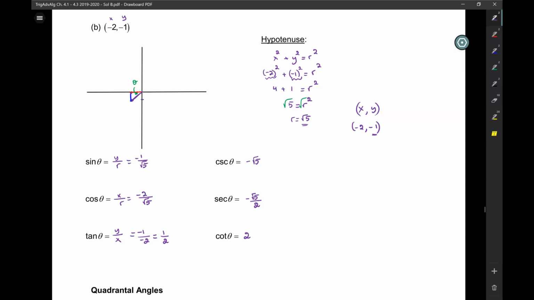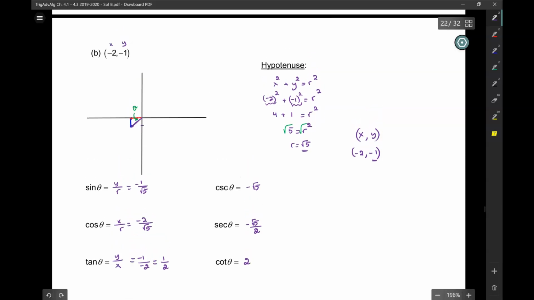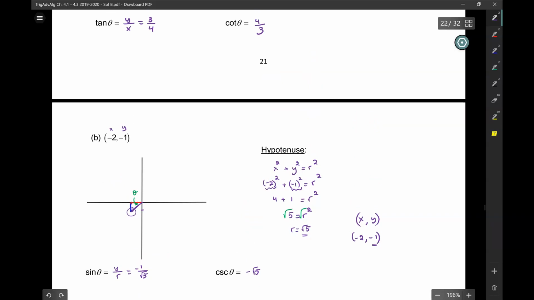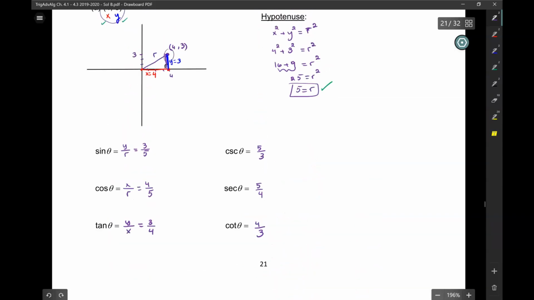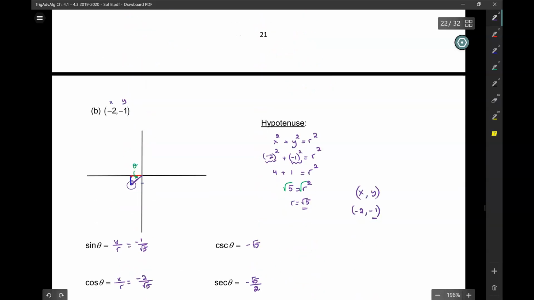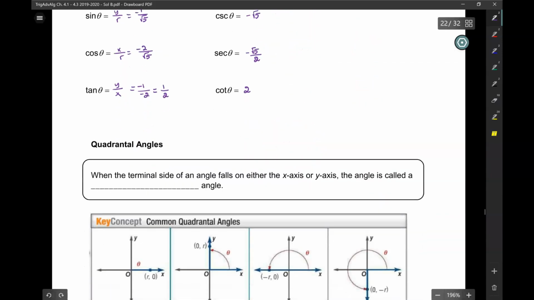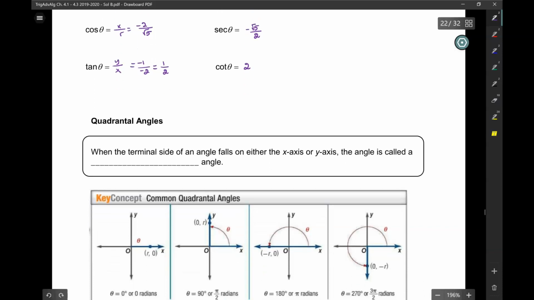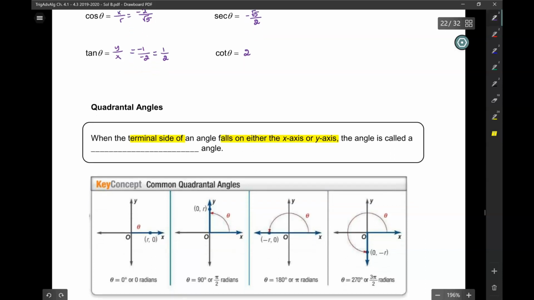Okay, so in both of these cases, I was given a point, and the point landed within one of the quadrants. What if we're not so lucky and the point lands on one of the axes? Actually, that's an even simpler situation. So when the terminal side of an angle falls on either the x-axis or the y-axis, that angle is called a quadrantal angle.